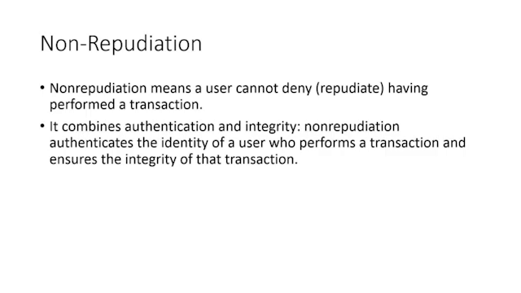Now, just a minute ago, we talked about digital signatures and non-repudiation. That means you cannot deny or repudiate having performed some type of transaction. Because we use digital signatures for that, that's how we sign that. Because that's my private key, nobody else is supposed to have that. That is that non-repudiation. So this combines authentication and integrity. Non-repudiation authenticates the identity of the user who performs a transaction and ensures the integrity of the transaction. Because if it was to change, the hash would change. So you would know about the integrity as well.